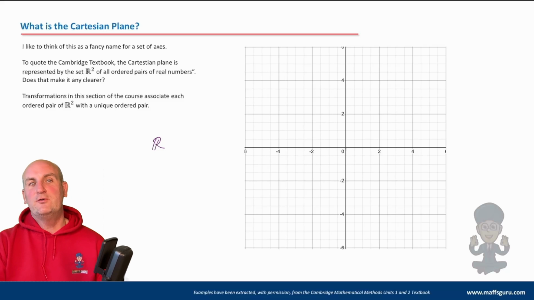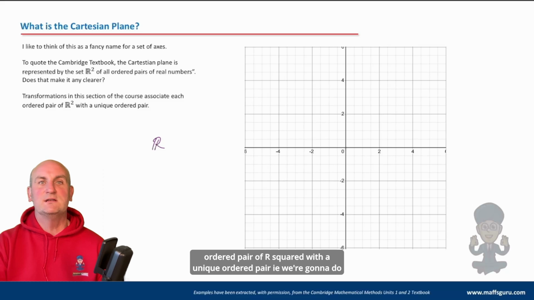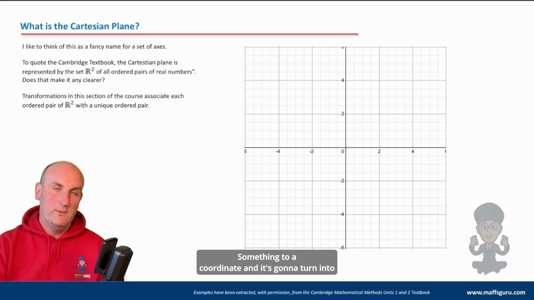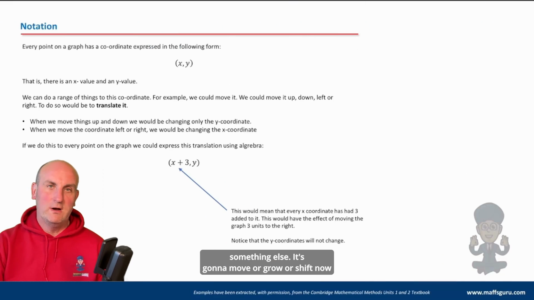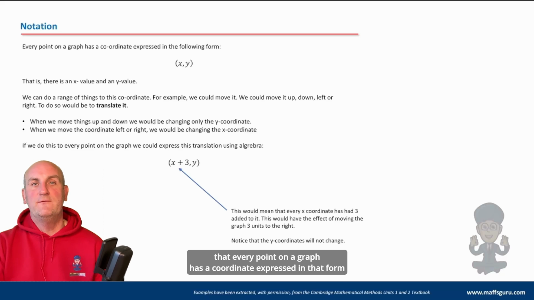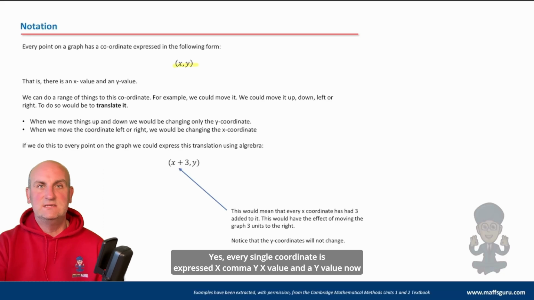Maybe not. Now, transformations in this section of the course associate each ordered pair of R squared with a unique ordered pair, i.e. we're going to do something to our coordinate and it's going to turn into something else. It's going to move or grow or shift. Now, notation is really important in methods, and hopefully you've got that. Every point on a graph has a coordinate expressed in that form. Yes, every single coordinate is expressed x, y: an x value and a y value.